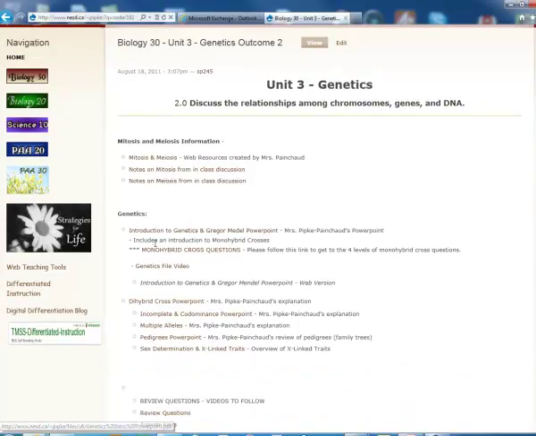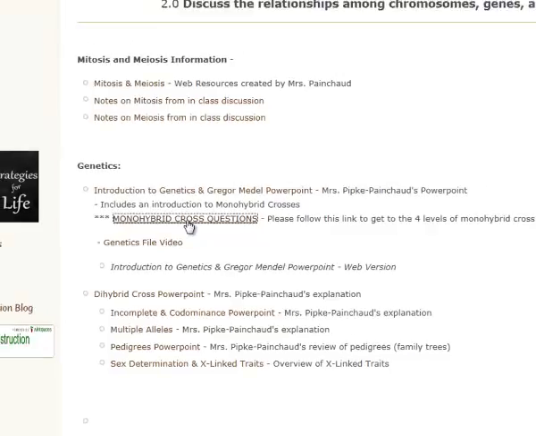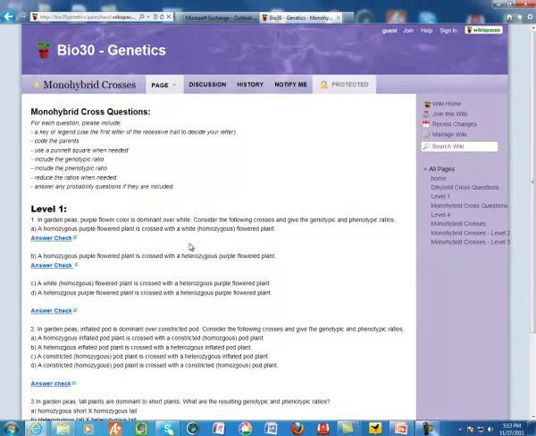We started with mitosis and meiosis. Here's the introduction to genetics, a Gregor Mendel PowerPoint that we're taking a look at right now. And then there's monohybrid cross questions. Now when you follow those questions, you're going to take a look at the link that's going to pop up in a Wikispaces. Now what it's set up is some questions at different levels for you to try. So take a look at the level 1 questions, go through those and see if you can work your way up to the 4 different levels.